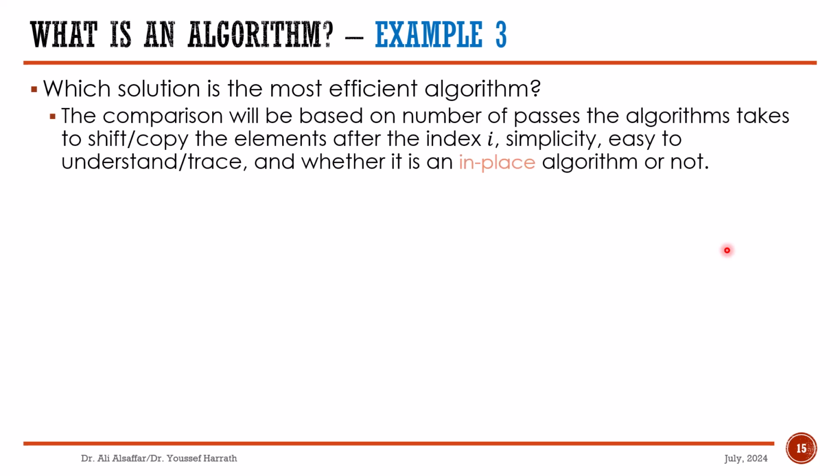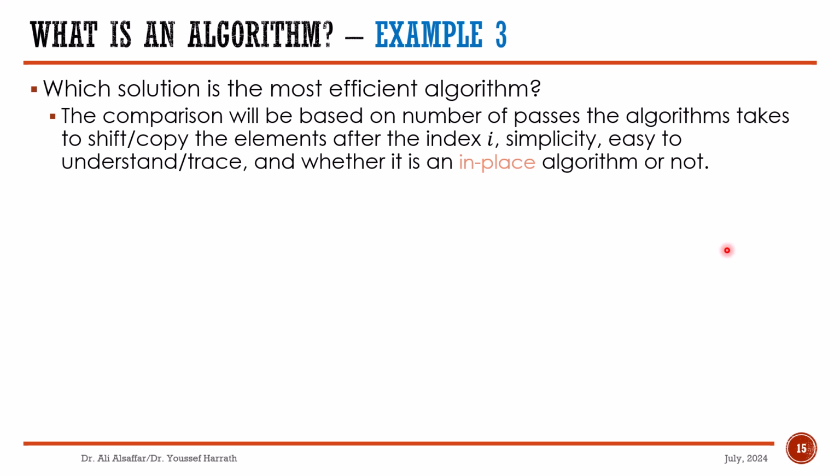To make room for the new element at certain index, all algorithms move the elements after this index either by shifting them to the next location in the array or copying them to a different array. And usually this is implemented by using a for loop that passes over all of these elements once. Therefore, we will first focus on how many passes each algorithm takes to shift or move these elements in the array. Then we will look for additional features and properties.